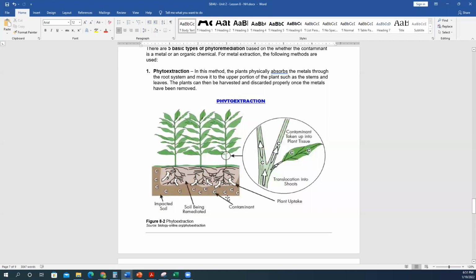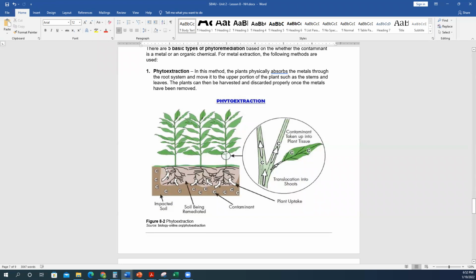Here we have a little diagram showing the basic idea of phytoextraction: you have the soil, and the contaminant in the soil is shown with these little particles of C for contaminant all throughout the soil. As you can see in this scenario, the roots are taking up the contaminant, and the contaminant is traveling up through the rest of the plant into the stems, into the leaves. That contaminant is being taken up by the plant tissue and mobilized and moved into the shoots and the stems and the leaves.